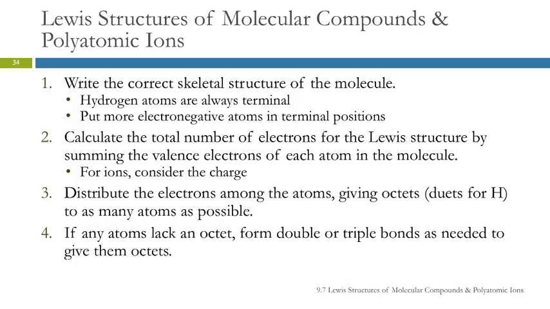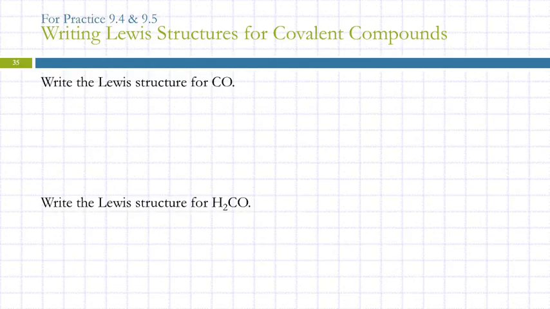Sometimes you can't make an octet for everybody using the available number of electrons, and so that means we need to do more sharing. So if you can't make octets, then we're going to go to double or triple bonds as needed. Okay, so let's do some examples.